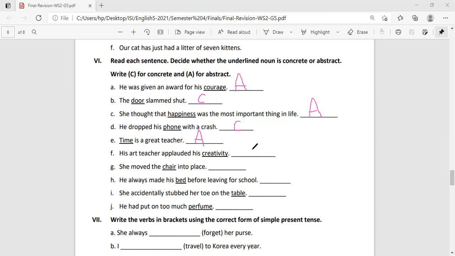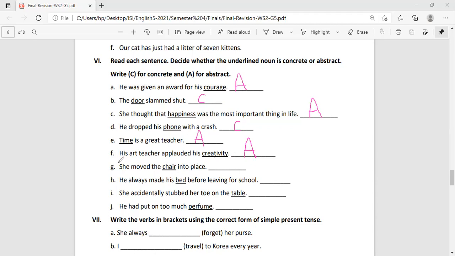Creativity. Concrete. Abstract. Concrete means that you have to recognize it with your senses. Ask yourselves, can I see it? Can I touch it? Can I smell it? Can I hear it? Or even can I taste it? If no, then it's an abstract. Creativity, I cannot see it.